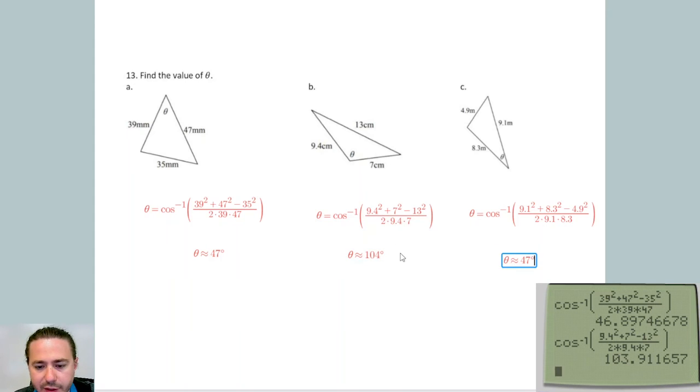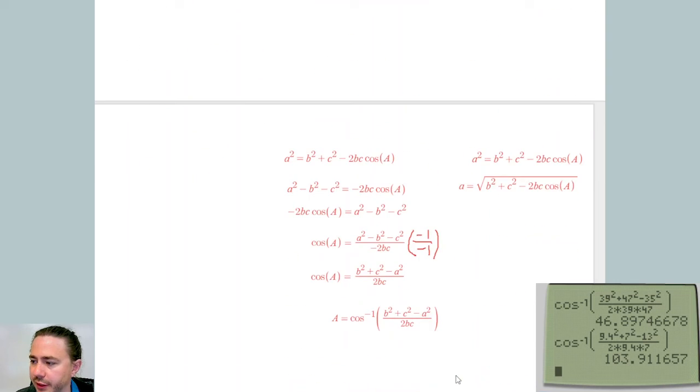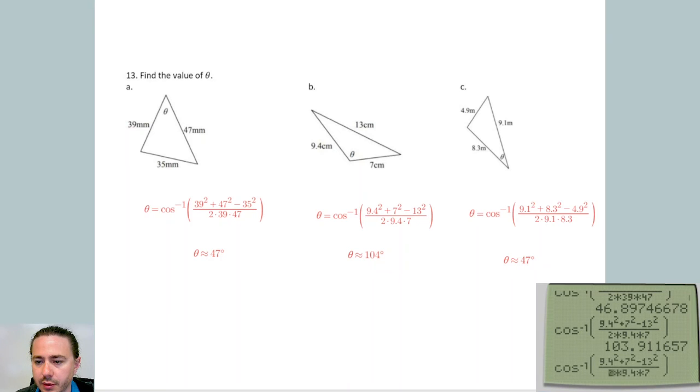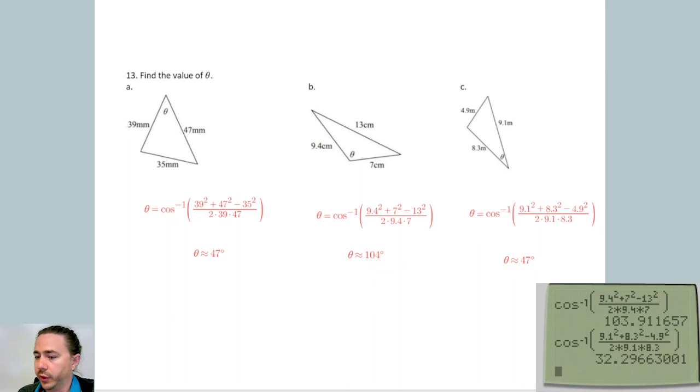All right, last one here, and then we're done. Yep, that's it. So let's go ahead and type this one in. 9.1 squared plus 8.3 squared minus 4.9 squared all over 2 times 9.1 times 8.3. We get about 32 degrees. How about that?